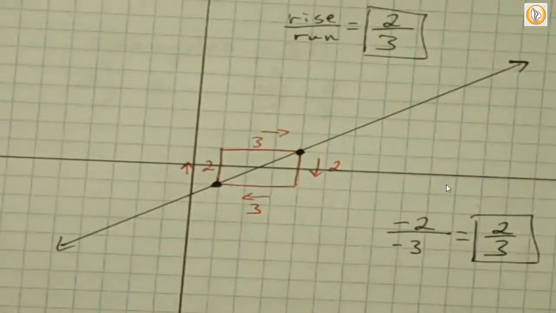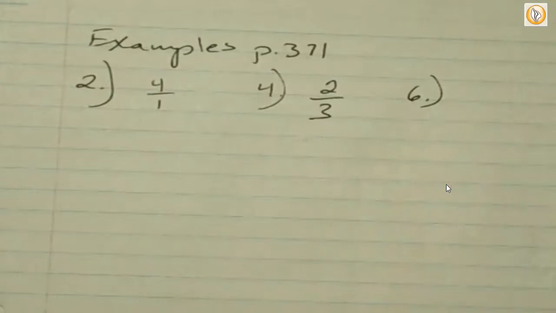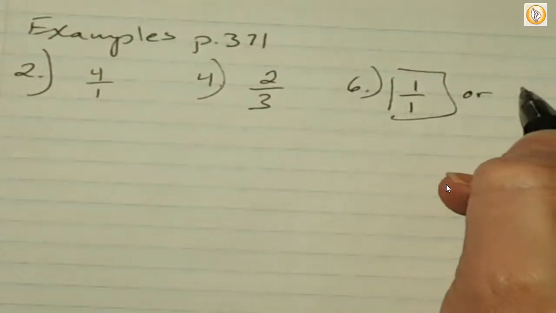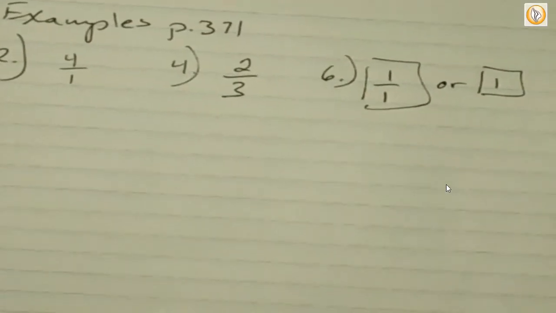All right, Natalia, why don't you do number 6? I see multiple. Okay, so choose 2 places and then start counting. And you're right, there are multiple ones on this one. So just choose 2 and then start counting. Okay, 1 over 1. You can either write 1 over 1 or just 1. Either one of those is correct. Good job.